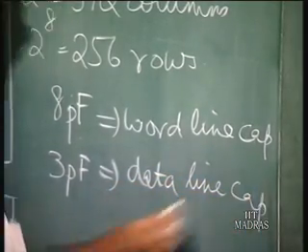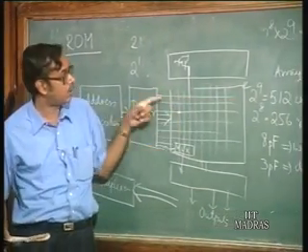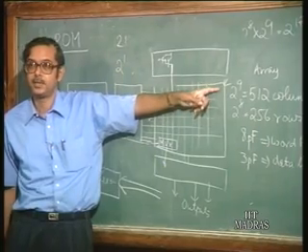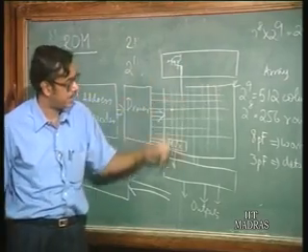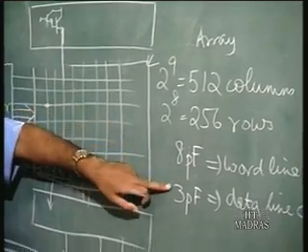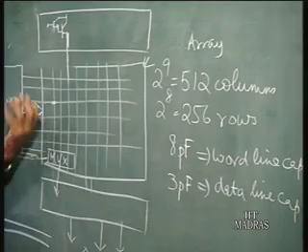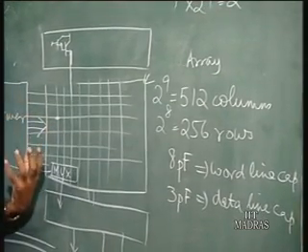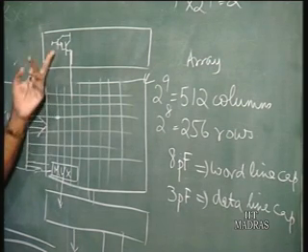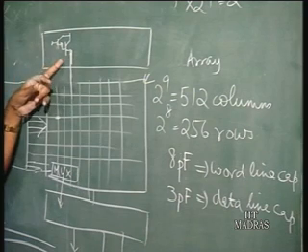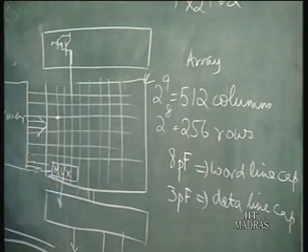Because these lines are very long, there are going to be so many transistors here. If you have 512 columns, on this line you can have 512 transistors. So, these capacitances are very, very large. This is the word line, this is the data line. The word line capacitance is 8 picofarad and the data line capacitance is 3 picofarad. If you want to pre-charge, you have to pre-charge this capacitance, and how fast you can pre-charge depends on how much current you can drive to charge the capacitance. So, for larger drive capability, you use bipolar transistors here to pre-charge the bit lines.